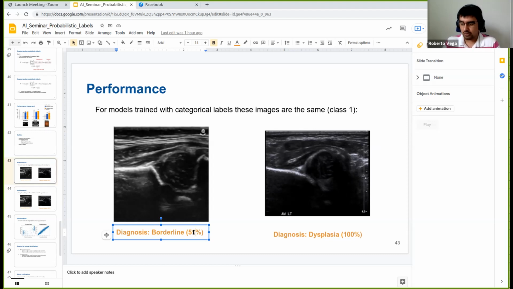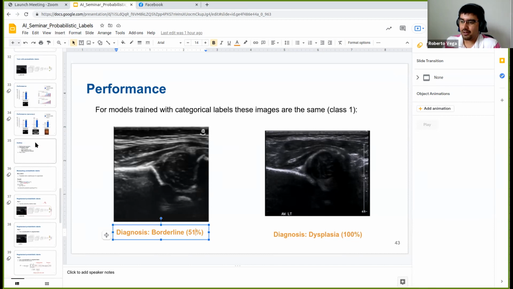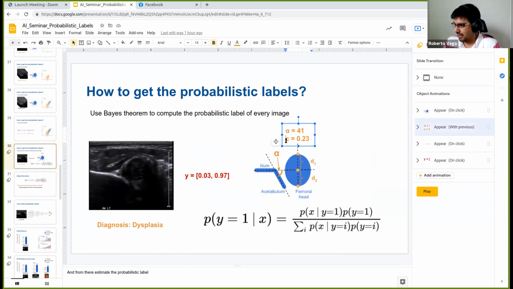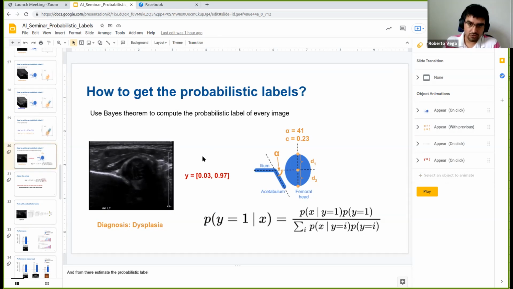So if I were going to deploy something like this in clinical practice, I will try to provide more feedback to the users. For example, we know that the clinicians in this case care about the alpha and care about the coverage. So instead of creating a black box, I will create an algorithm that starts by making a segmentation of the ilium and the acetabulum. And then I will show exactly what is the angle that I am computing. And then I will do the same for these 3 points in here and the ratio D1 and D2.